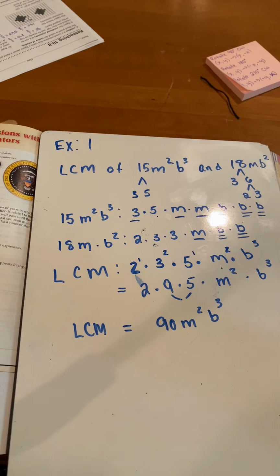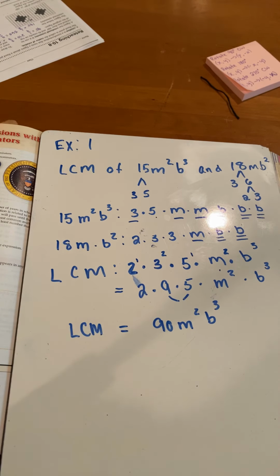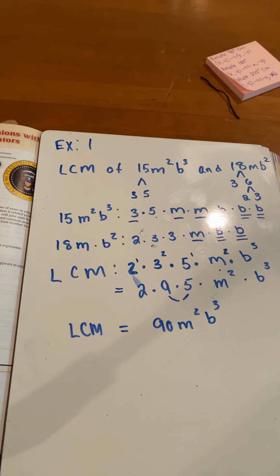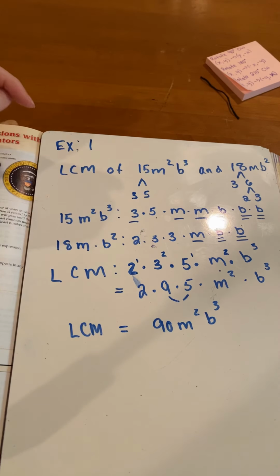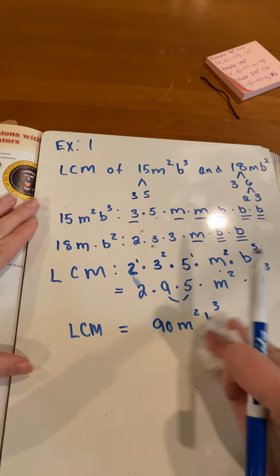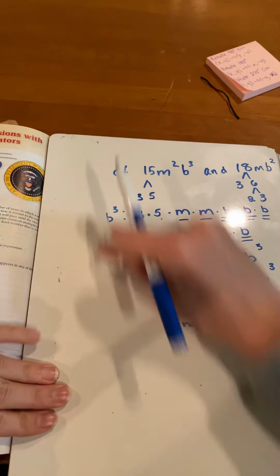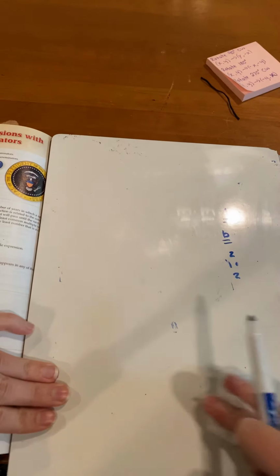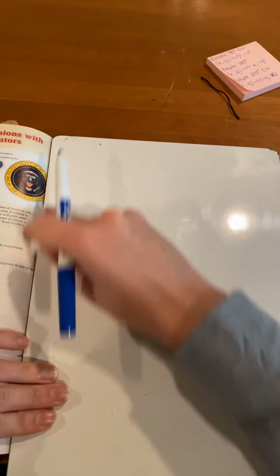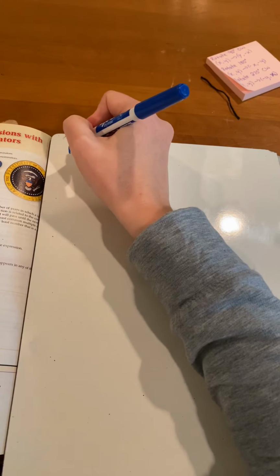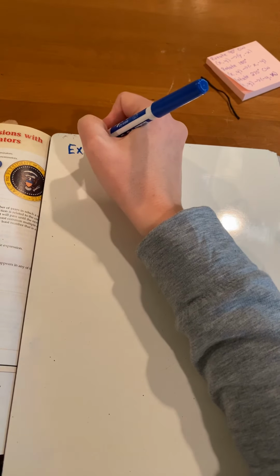So it's a little bit of a drawn out process, but it comes back quickly if you remember all of our problems from pre-algebra that we did with this. All right, example 2, finding the least common multiples of polynomials. So 15 m squared b cubed and 18 m b squared are all monomials. There's no addition separating any of our terms. But how are we going to find the least common multiple of a polynomial? So for example 2, it's going to require factoring.